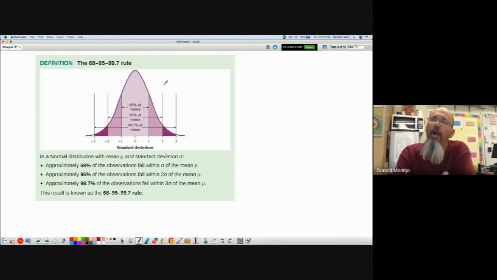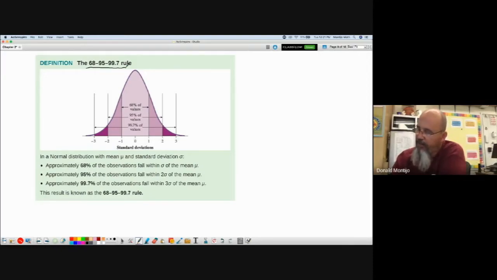Okay. One of these rules or properties for a normal curve is what's known as the 68, 95, 99.7 rule. And what it says is 68% of all the data lies within one standard deviation of the mean.